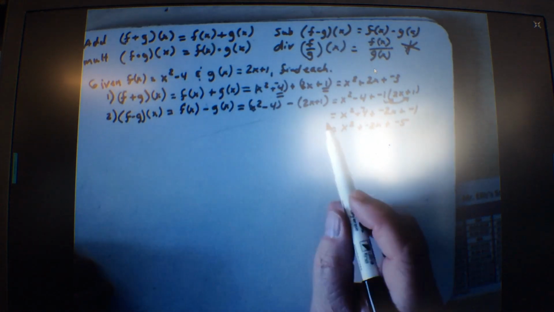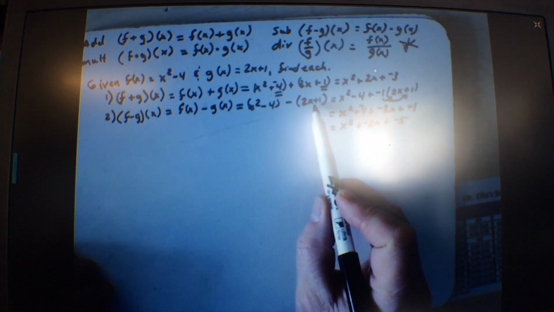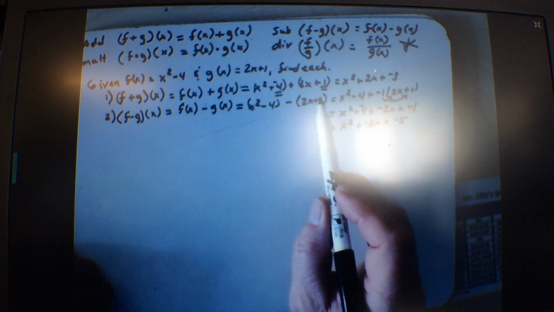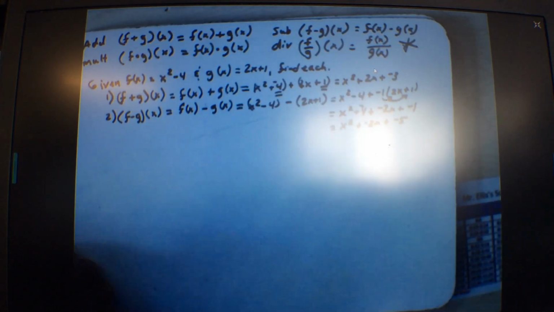Now, I do want to point out, if there's a subtraction in here, then you're still going to bring that negative through, and it's going to become a positive.